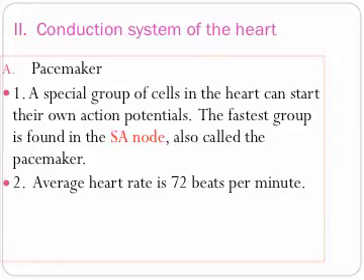Instead, you have a special group of cells in the heart that creates an action potential. We covered action potentials with the nervous system. The fastest and most prominent group is found in the SA node. You know these little groups of cells as the pacemaker. This is trivial, you don't need to memorize it, but average heart rate is about 72 beats per minute.